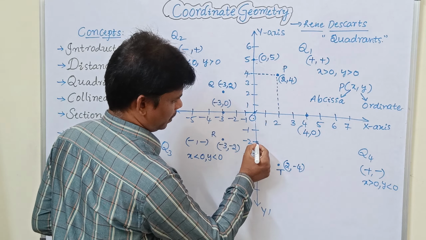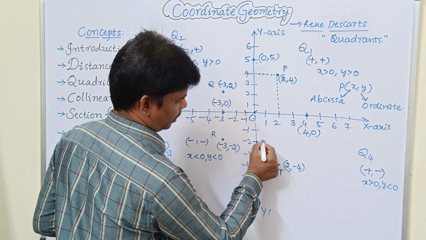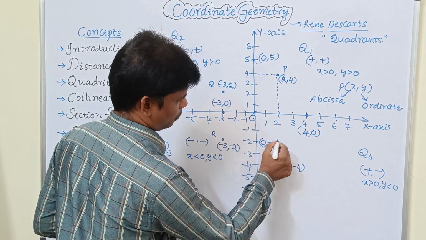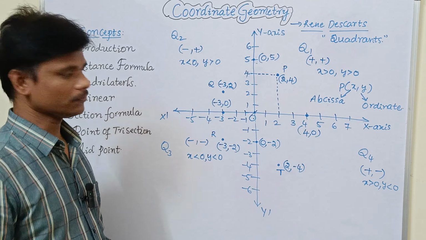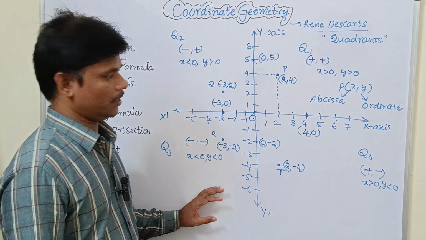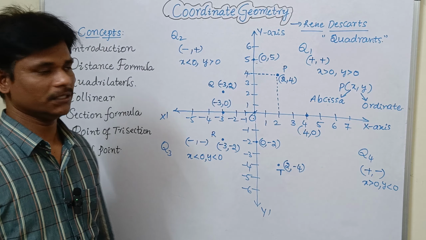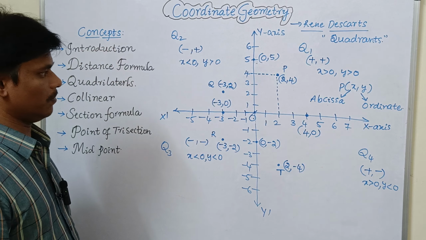Suppose the point is here. Here consider that from the y-axis it is minus 2, and the x value is 0, so the point is (0, -2). Okay, so this is about the introduction of the xy plane. And next one, the distance formula.